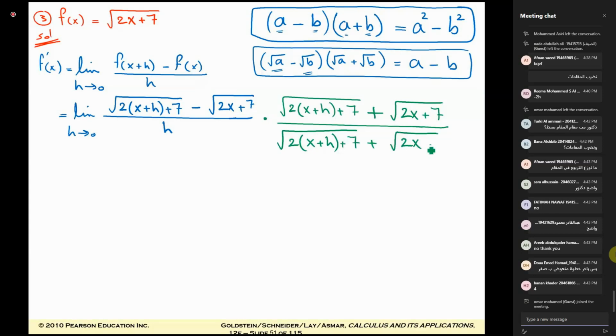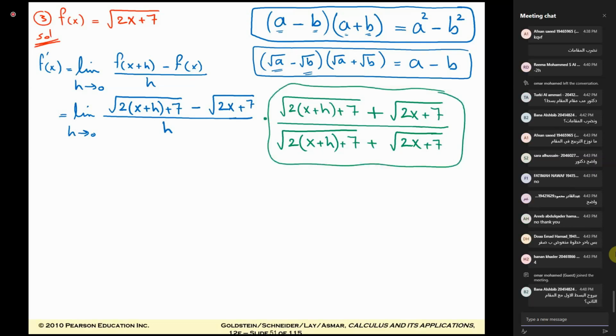Here is an important note. I don't change the value of the limit, I just change the form of the limit. I didn't change its value, why? Because I multiplied by one. Numerator and denominator are the same, so this fraction equals 1. So I multiply by 1, and this does not change any value.